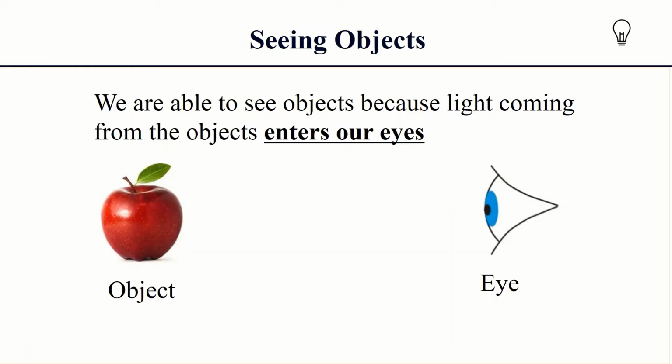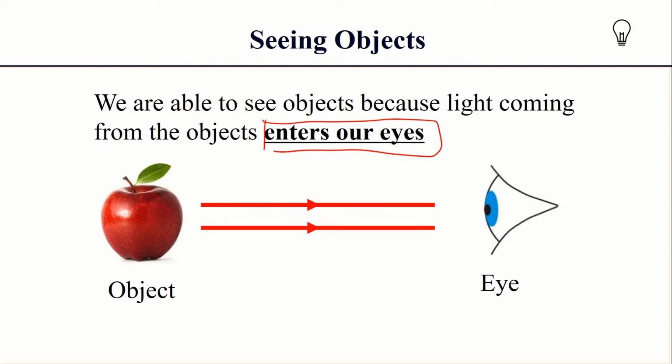We all know that light allows us to see objects. Without light we can't see anything, right? So how do we actually represent that using the ray model? We are able to see because light coming from the object enters our eyes, so we must draw some light rays. Here's one example: one light ray coming from the center of the apple, and one from the base of the apple entering our eyes. And also, of course, not forgetting the leaf.